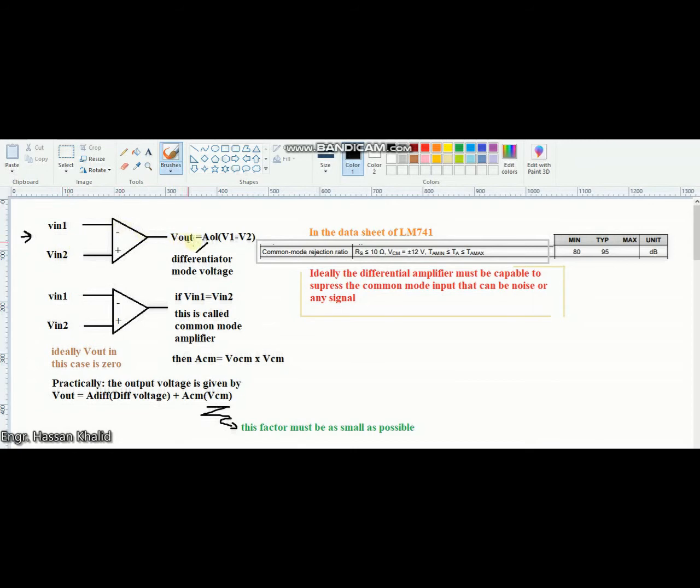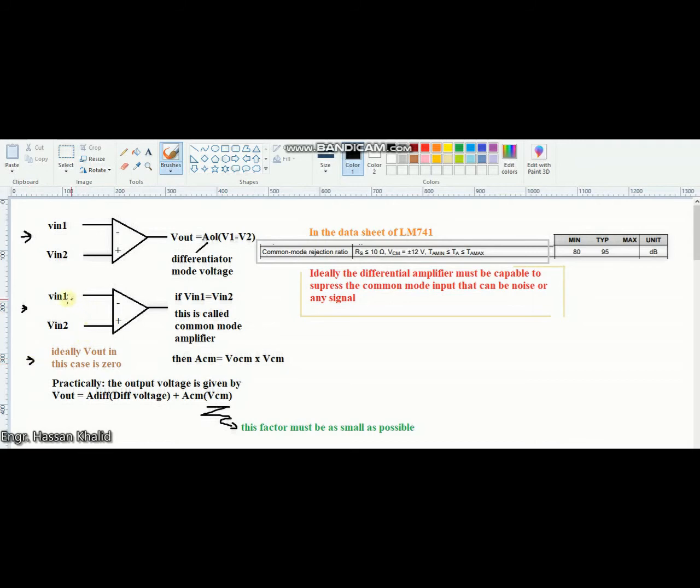In this case the output voltage is equal to the open loop gain, which is the differential mode voltage gain, multiplied with the difference in the input voltages. Okay, this is the differential gain. Now what if both of these inputs are the same? That means if I tie them together and supply the same voltage source to both of the terminals, in this case the output of this differential amplifier must be equal to 0. This is the ideal output of the common mode amplifier: 0.